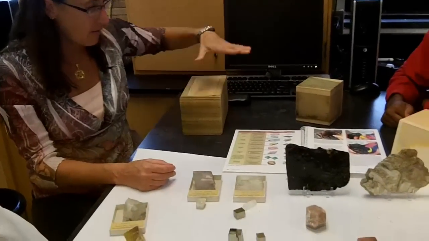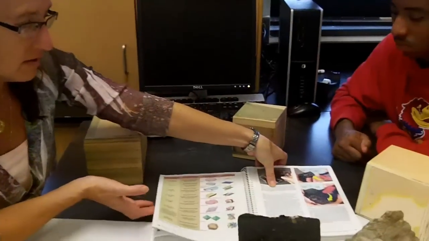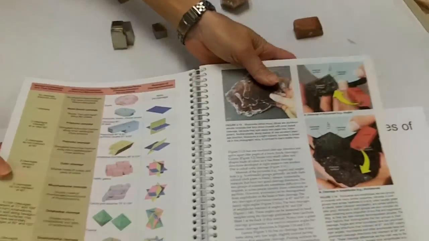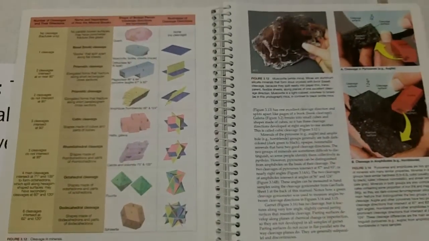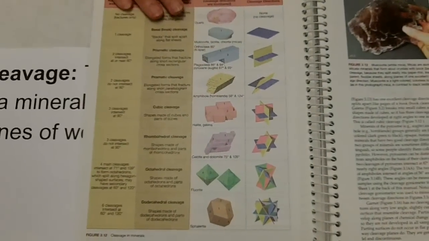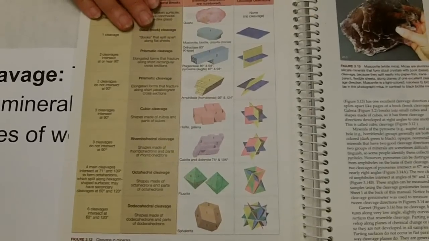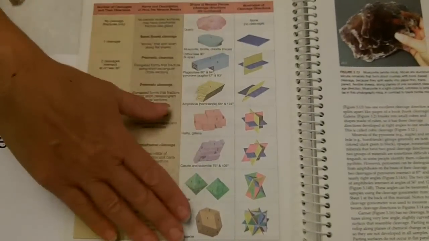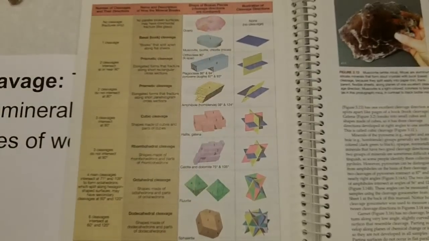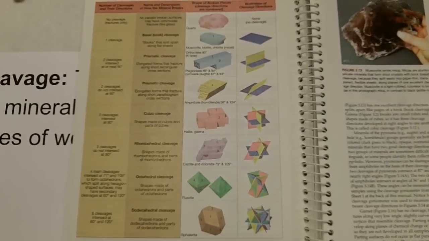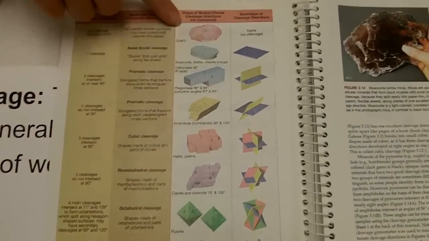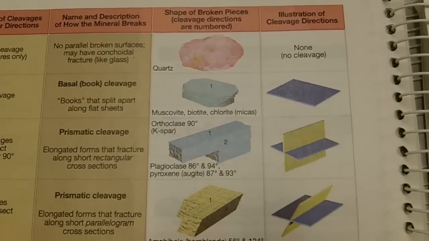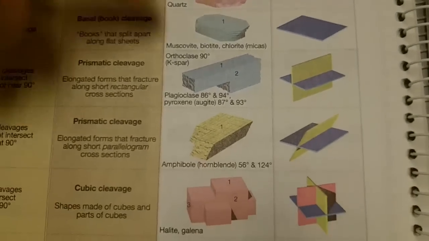But before we look at that, I want to just look at the book a little bit for a second. When you're in lab and you're practicing your determination of the physical properties, you're going to be using this book, and this is going to be a page you're going to love to have available to you. So let's take the pictures here, and let's see if we can match up a couple of these specimens to these pictures that are shown here. So this shows fracture, and it shows cleavage. Can you find specimens that match up to those pictures?